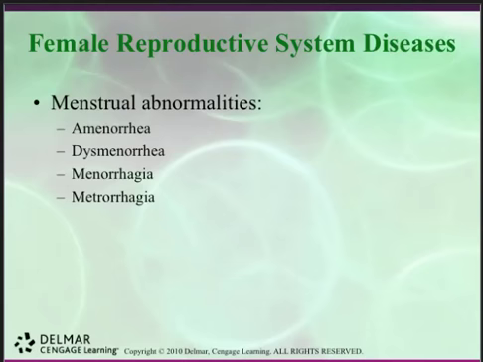So if we break down each of these terms by their definition, amenorrhea is defined as an abnormal absence of menstruation. Dysmenorrhea would be a painful menstruation, typically involving abdominal cramps. Menorrhagia is abnormally heavy bleeding during menstruation, and metrorrhagia is abnormal bleeding from the uterus. So let's address our first condition affecting the female reproductive system, and that is endometriosis.